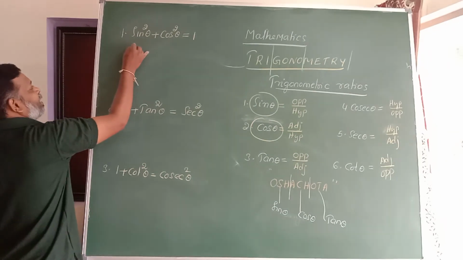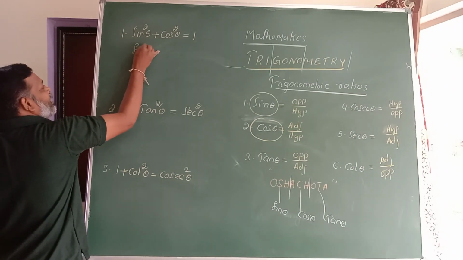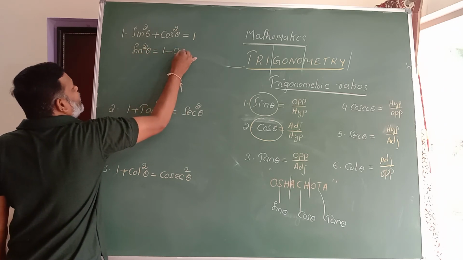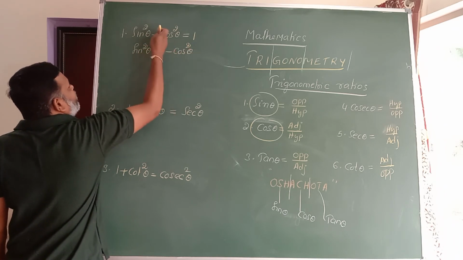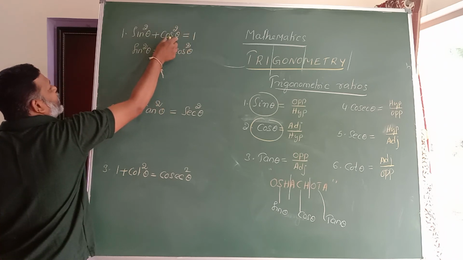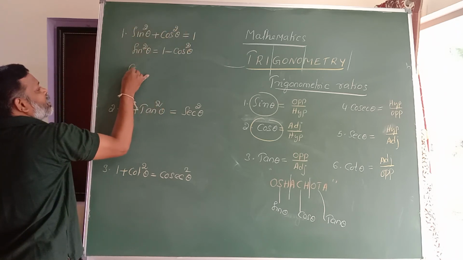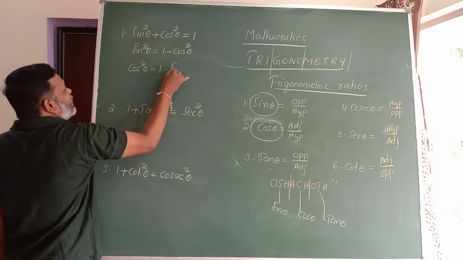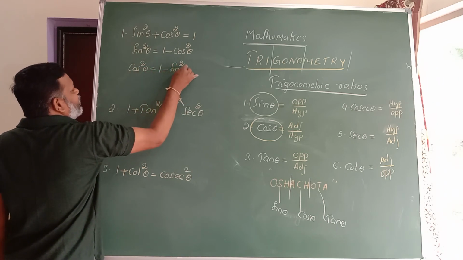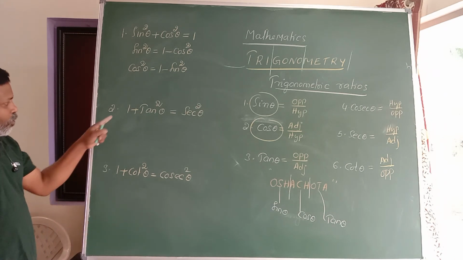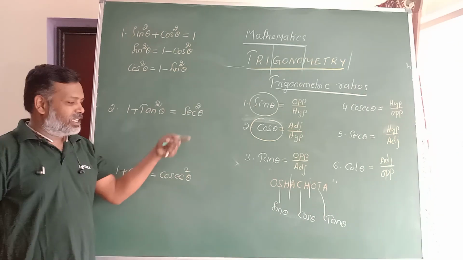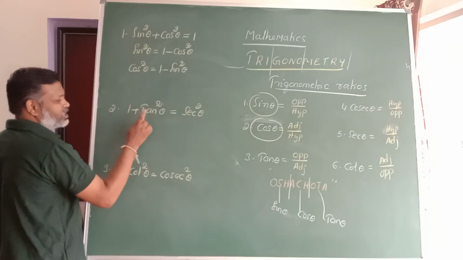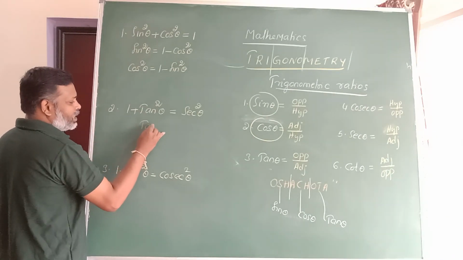Then I can write sin square theta is equal to 1 minus cos square theta. Right, cos square has gone to the other side. If I want cos square theta, then cos square theta is equal to 1 minus sin square theta. Got my point? Now by using 1 plus tan square theta is equal to secant square theta, if I want the value of tan square theta, just have a look at that.